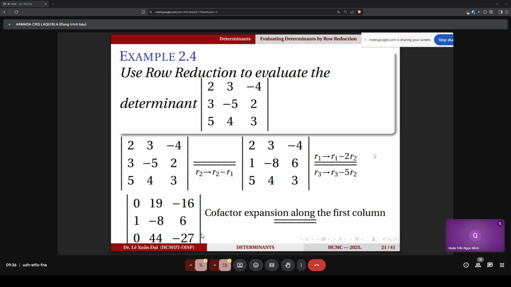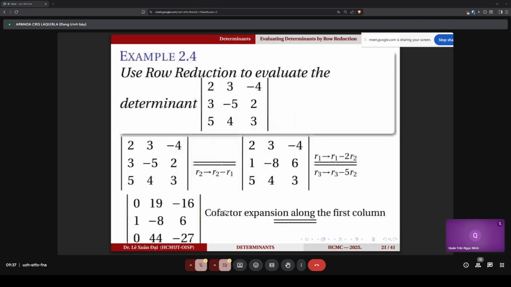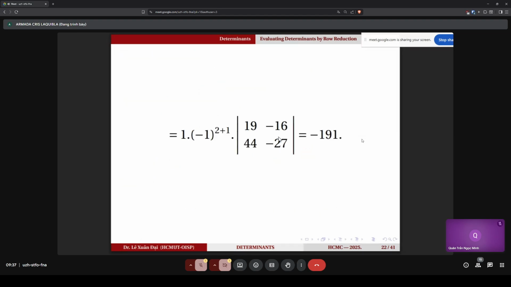And now, as you can see, it's easier to solve the determinant because in this column, we solve only this part here, right? So we have here 1. This is row 2, column 1. So the power of negative 1 is 2 plus 1, correct? So we have here 1 and the negative 1 to the power 2 plus 1. And what to do next, remove the second row and the first column. You have here 19, negative 16, 44, and negative 27 as the remaining numbers.